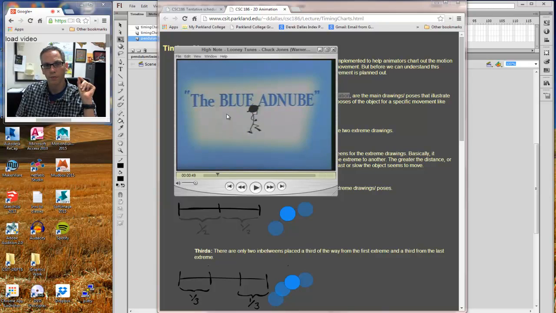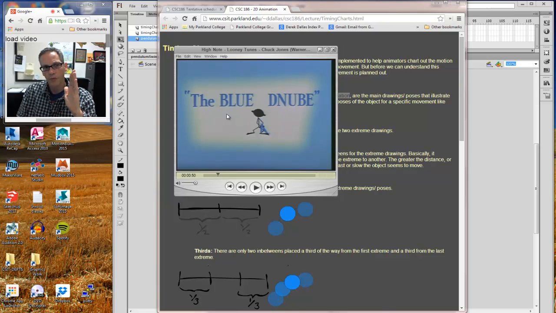But when he gets down here, I'm going to show you this. He stops, he reaches up. So here's an extreme right there. And then he's going to have to go from that pose down to this one. And so the lead animator, Chuck Jones in this particular case, who happens to be the director, is going to draw a picture of the character like this, and then he's going to draw another picture of the character like this.